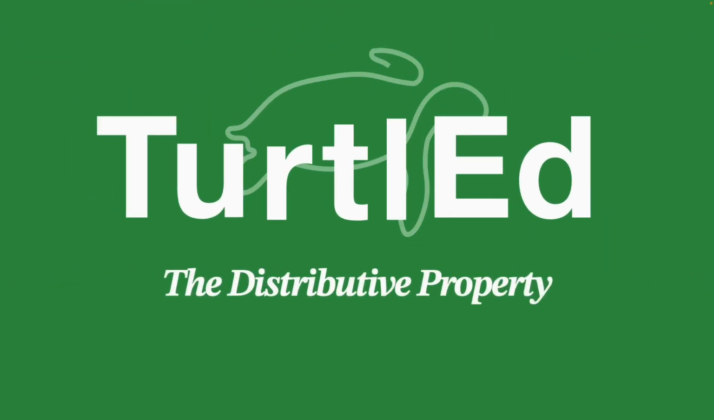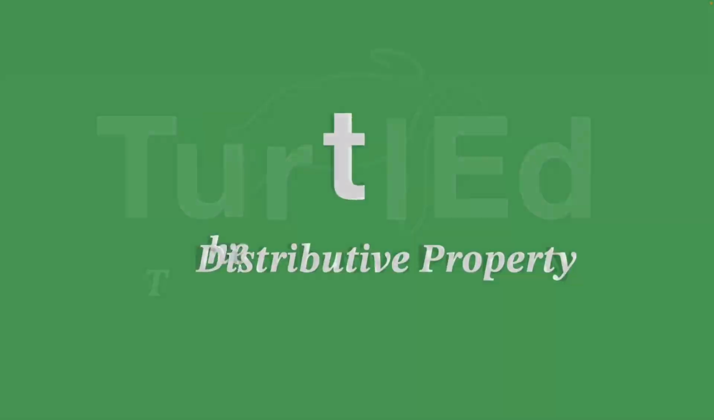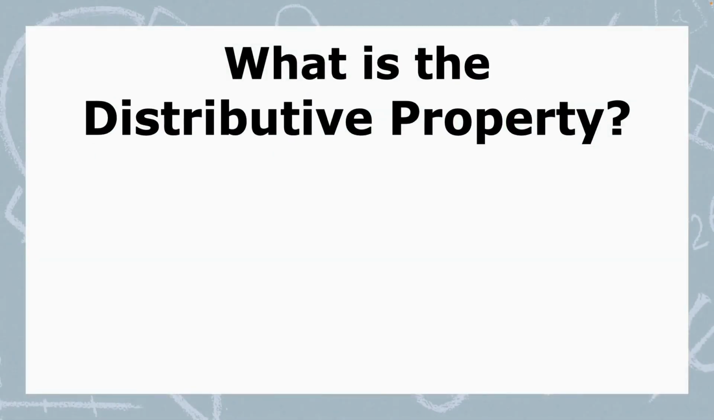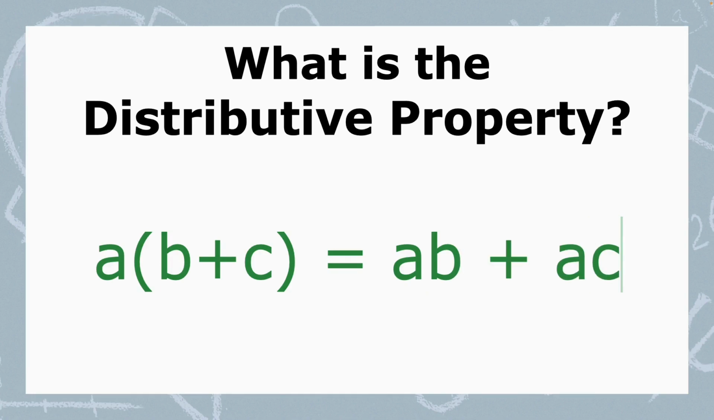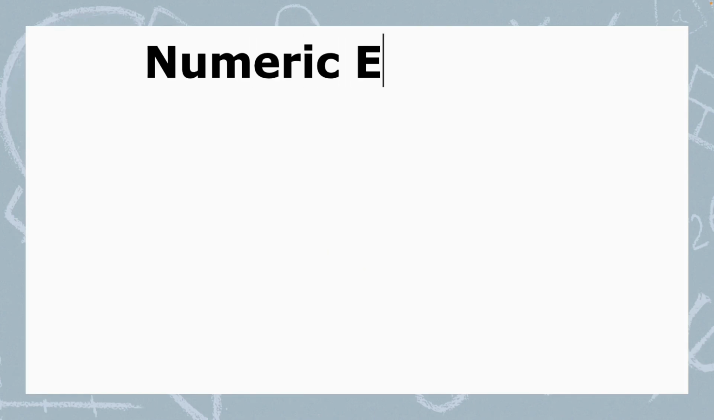In this video, we are going to talk about the distributive property. What is the distributive property? Well, it's a property that allows me to write an expression like a times the sum of b plus c as a times b plus a times c. Let me show you with some numbers so that it makes a little bit more sense.